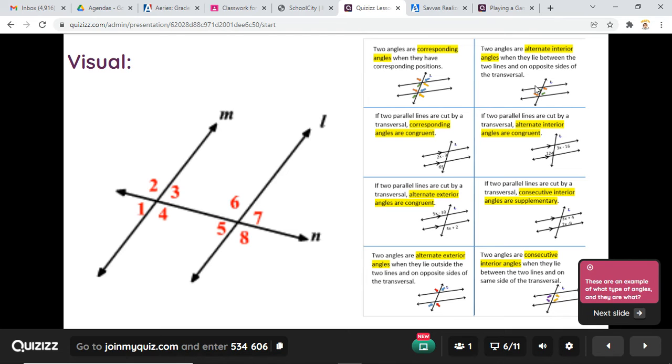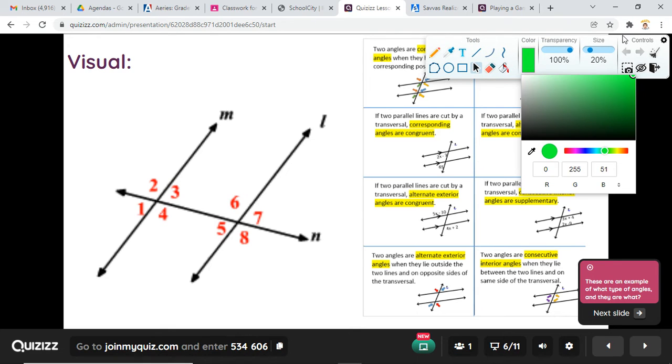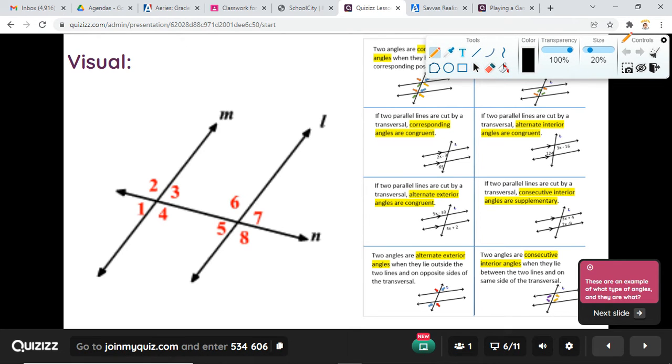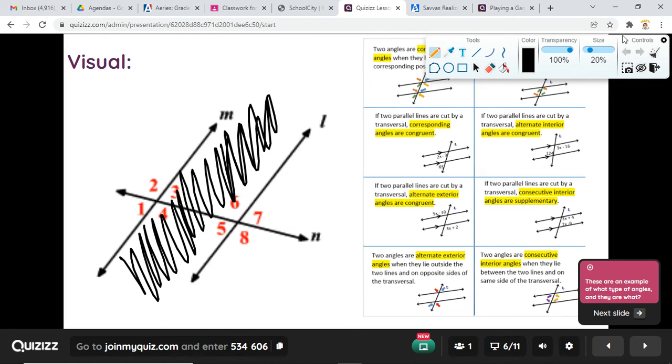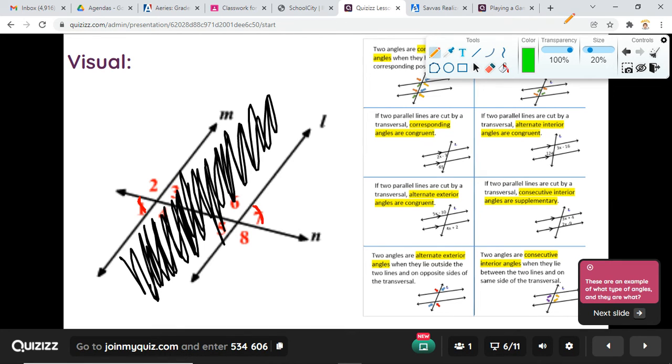We also have alternate exterior angles. Alternate exterior angles are the exact same thing as alternate interior angles, except they are on the exterior of your parallel lines. So, for example, we would block out this place in the middle. This is the interior. We wouldn't want to look at it. We would want to look at the exterior, and then we would just have to find angles that are on opposite sides of the transversal, like angle 1 and angle 7 there. Or right here, we can look at angles 8 and 2.